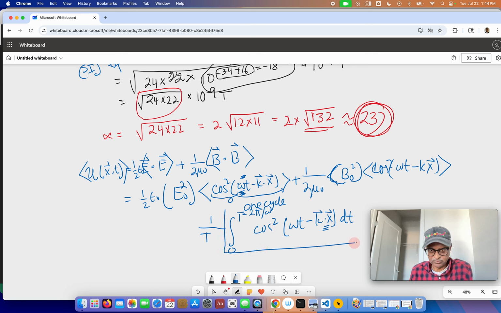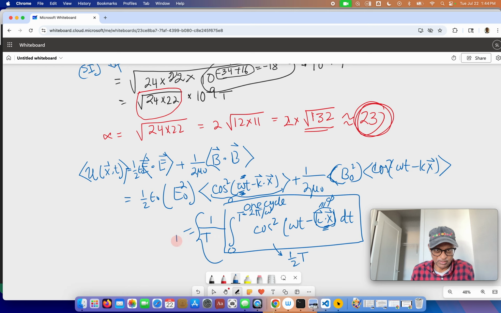Then for this integral, you can change variable. Say this is equal to some constant phi, and change variable and do one cycle. So this part will be half t. So it's going to be just half. So this gives you half, and this gives you half. So what you got is 1 over 4 epsilon naught E0 square plus 1 over 4 mu naught B0 square.